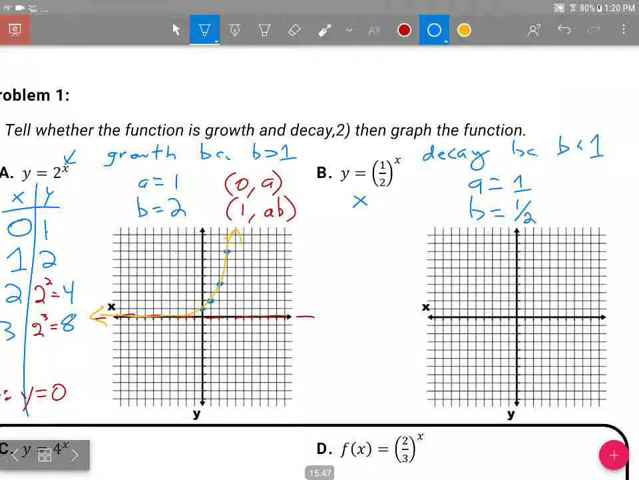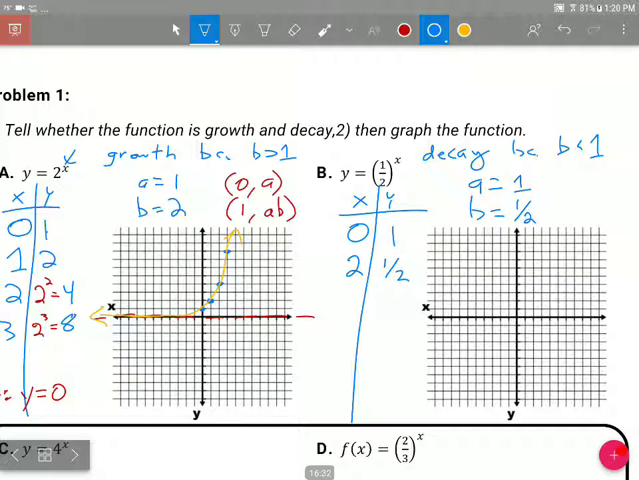So here we go, x and y. When x is 0, remember it's A. So when x is 0, y is 1. Good, because your A value is 1. When x is 1, it's A times B. What is A times B? 1 and 1/2? That's 1 plus 1/2. What's 1 times 1/2? 1/2. 0.5. No, you said 1 and 1/2.